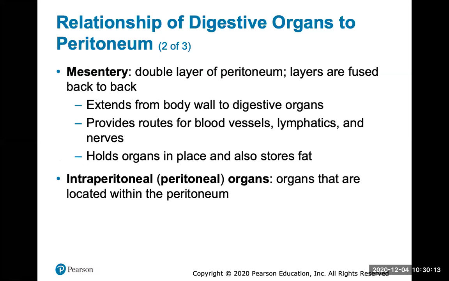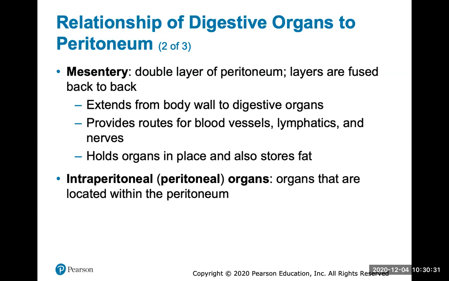The mesentery is a double layer of peritoneum. The layers are fused back to back. It extends from the body wall to digestive organs. Your mesentery provides like a route or an area for blood vessels, lymphatics, and nerves to travel through. It holds all the organs in place and also stores fat.